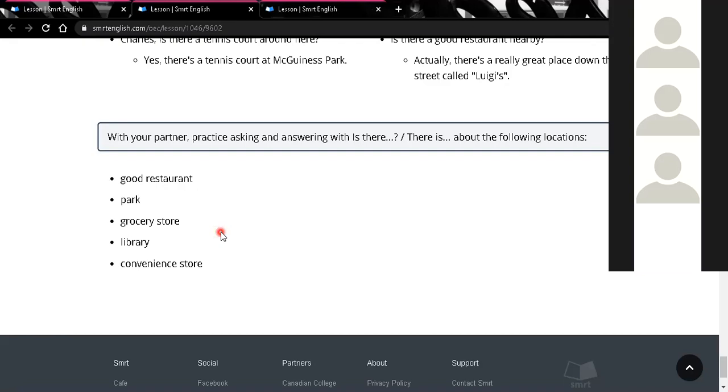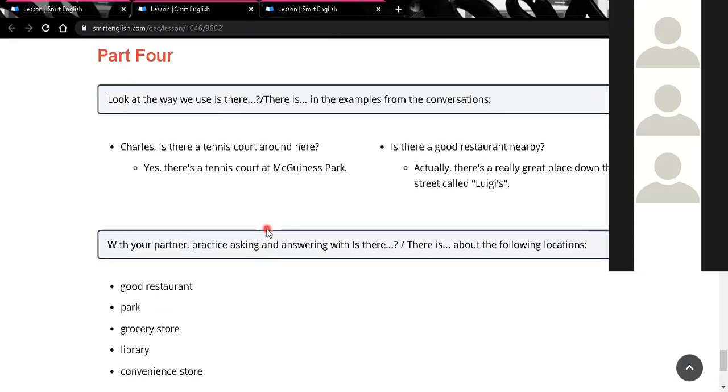Is there a convenience store near here? Yeah, we have Oxxos on every corner, so there is one. Yeah. It's very easy, right? Okay. Well, that was the practice for giving directions.